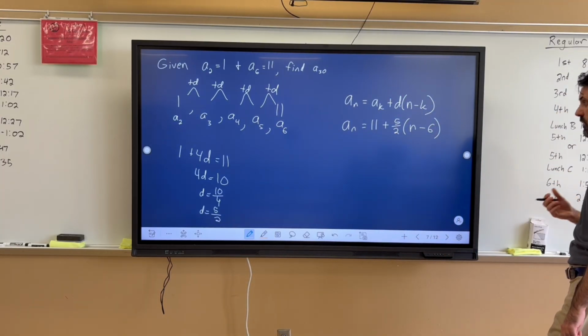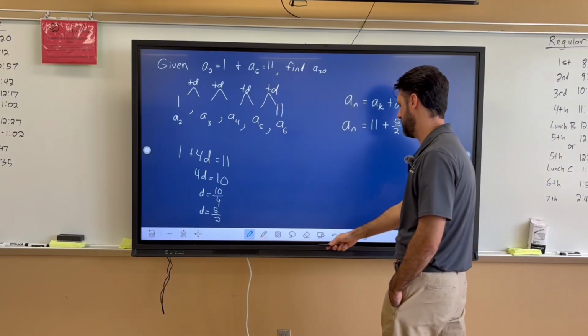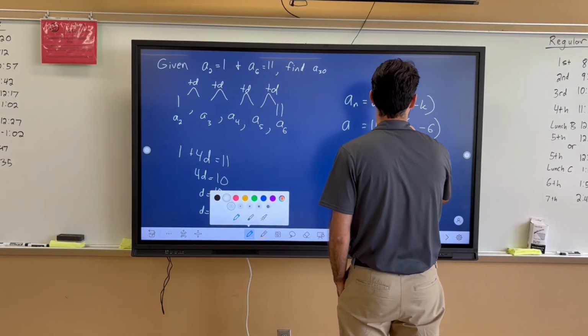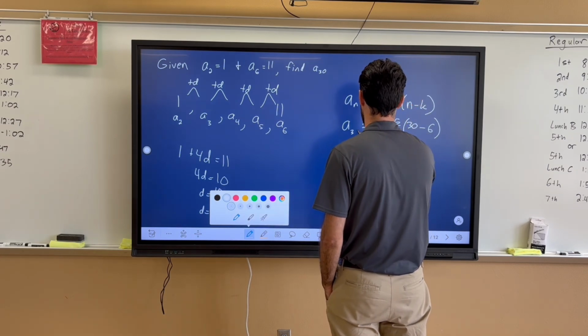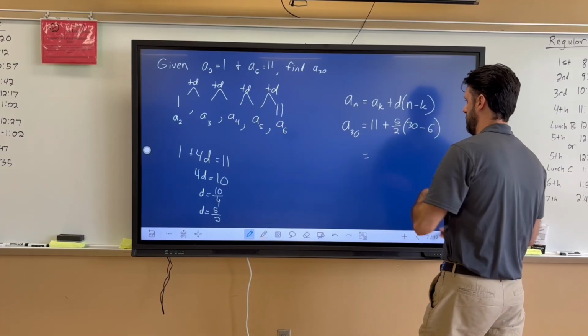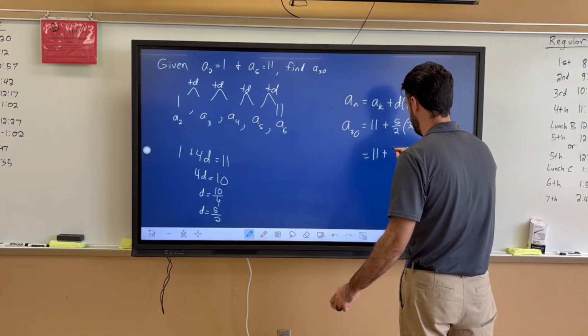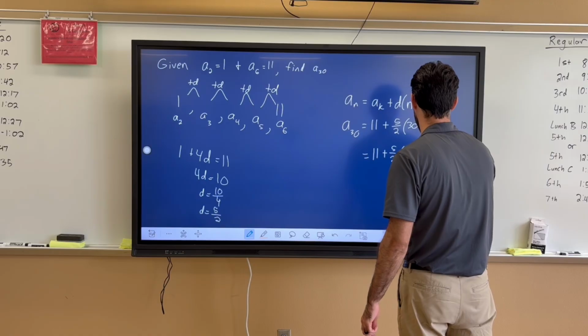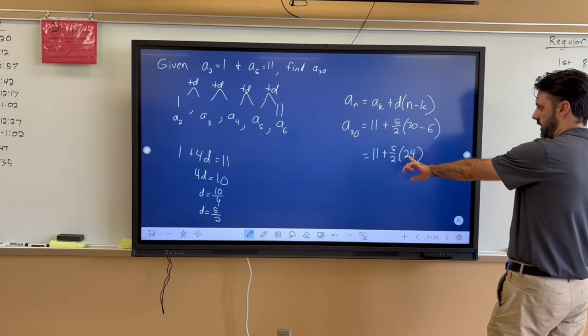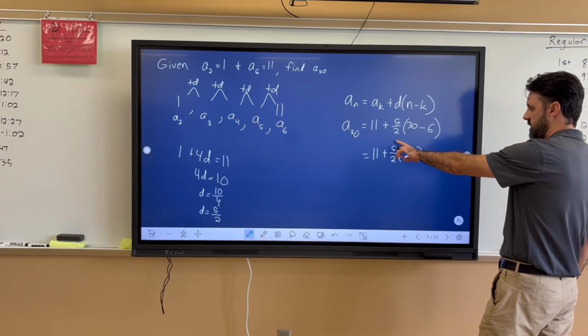All right, if we want the 30th term, we're just going to replace both of the n's with 30s here. So put a 30 there and a 30 here. And now again, order of operations, we're going to do what's in the parentheses first, which is subtraction. So that gives us a 24.